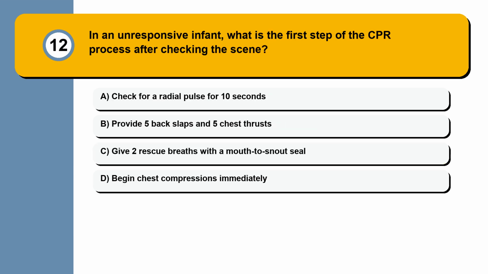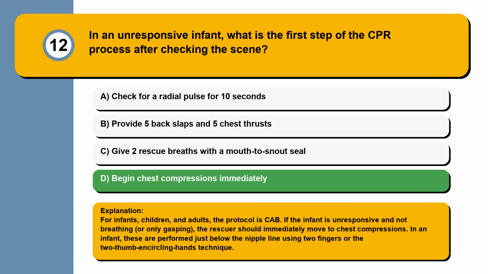Question 12. In an unresponsive infant, what is the first step of the CPR process after checking the scene? Check for a radial pulse for 10 seconds. Provide 5 back slaps and 5 chest thrusts. Give 2 rescue breaths with a mouth-to-snout seal. Begin chest compressions immediately.